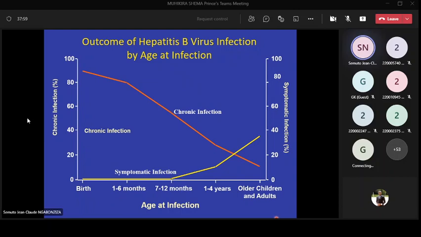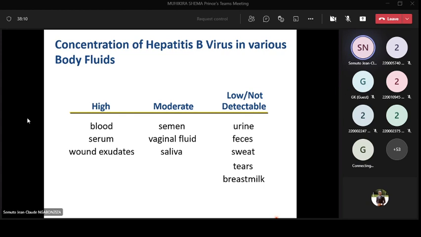Is it clear? Yes. So in body fluids, there is high concentration in blood, serum, and wound exudate, moderate in some, and low in others. In sweat, tears, and breast milk, there is low or not detectable amount of virus.